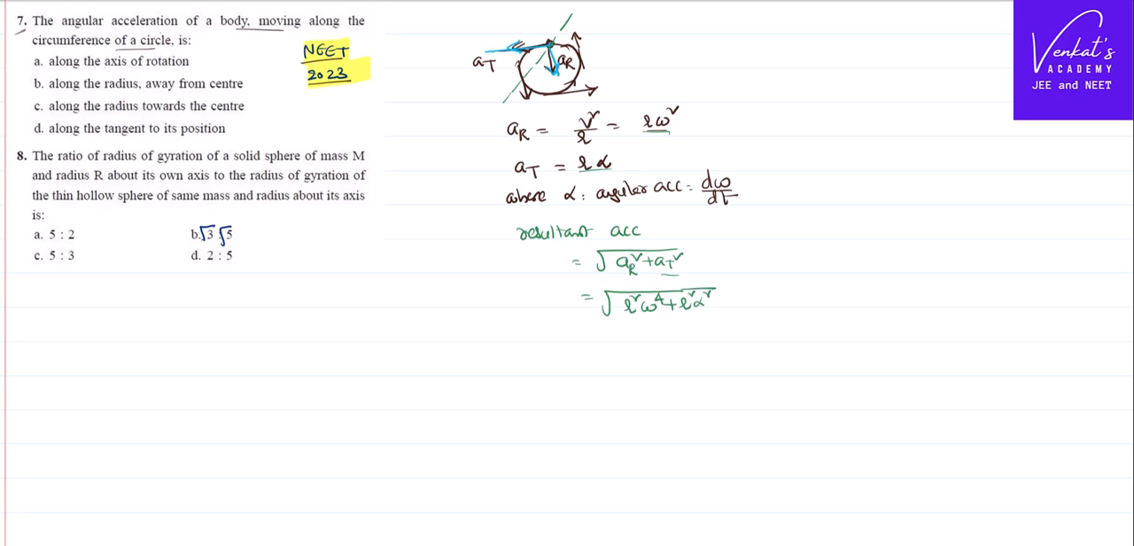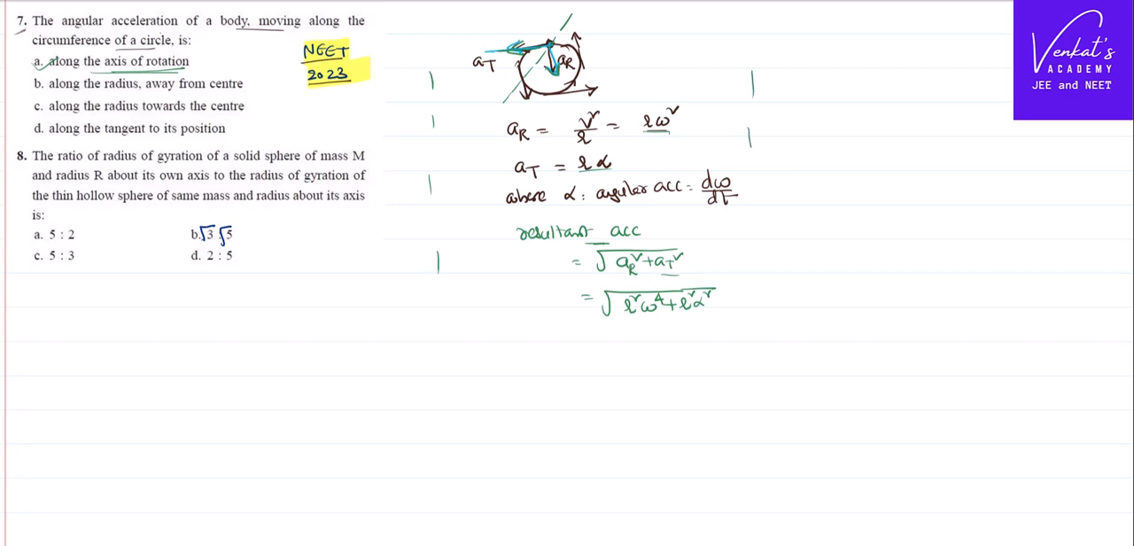A radial is towards the center, A tangential is along the tangential path of it, but the resultant acceleration is along the axis of rotation, right? So as nothing is mentioned, we assume here that the body has non-uniform acceleration having both these accelerations, and hence we can say its resultant acceleration is along the axis of rotation, because the resultant of these two will be along the axis of rotation. That's how we solve that first question.